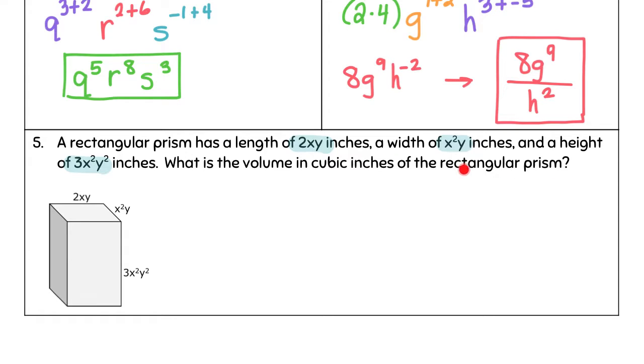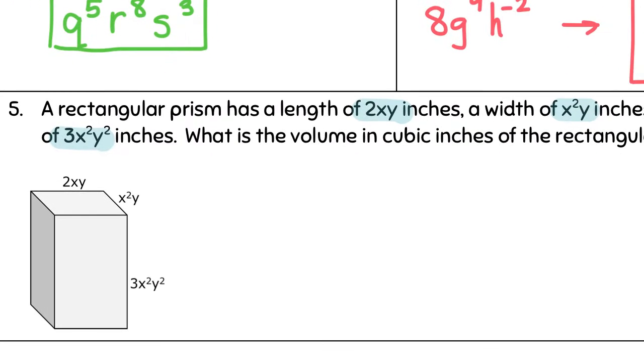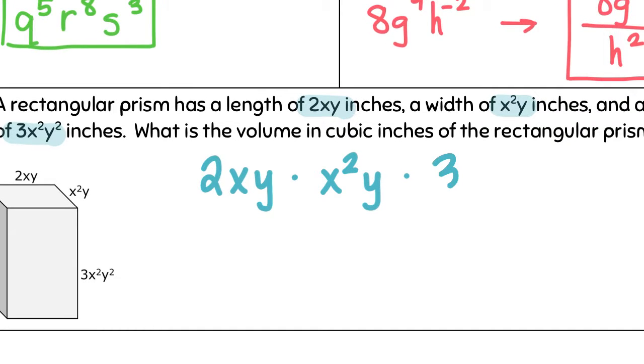So a rectangular prism is just like a cardboard box, and you can tell from the picture here. And these three things that I highlighted are the dimensions of the box. So it's already labeled, the length, the width, and the height of this box. So in order to find the volume, we're going to multiply all three of these here. So I'm going to write this over to the side. We want to get 2xy times x squared y times 3x squared y squared.